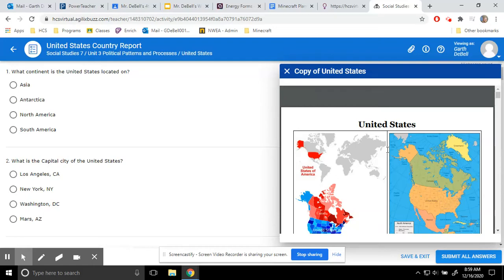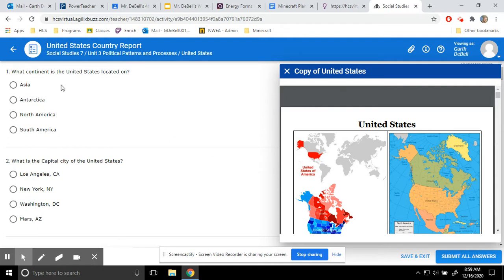Hey, ladies and gentlemen. So we are going to be working on the United States Country Report for Unit 3, Political Patterns and Processes today. As usual, I'm not really going to go over a whole bunch here on these multiple choice questions because they're pretty easy to find. You just need to go to the section that they should be in and read that section.